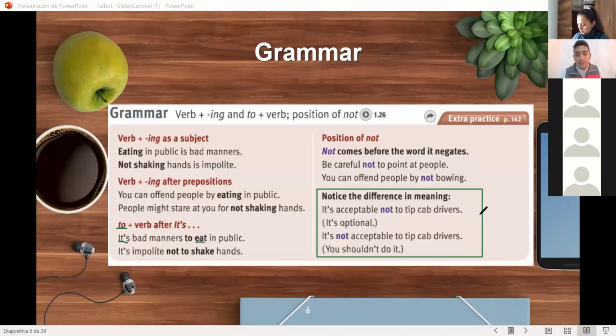It's acceptable not to tip cab drivers. It's optional. It's not acceptable to tip cab drivers. You should not do it. Okay, in this example, thank you, Lily.